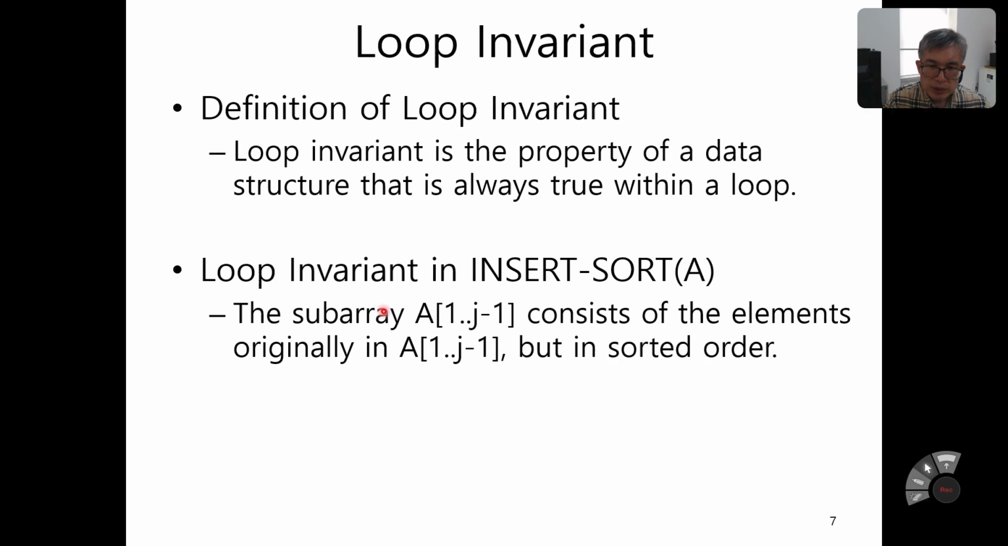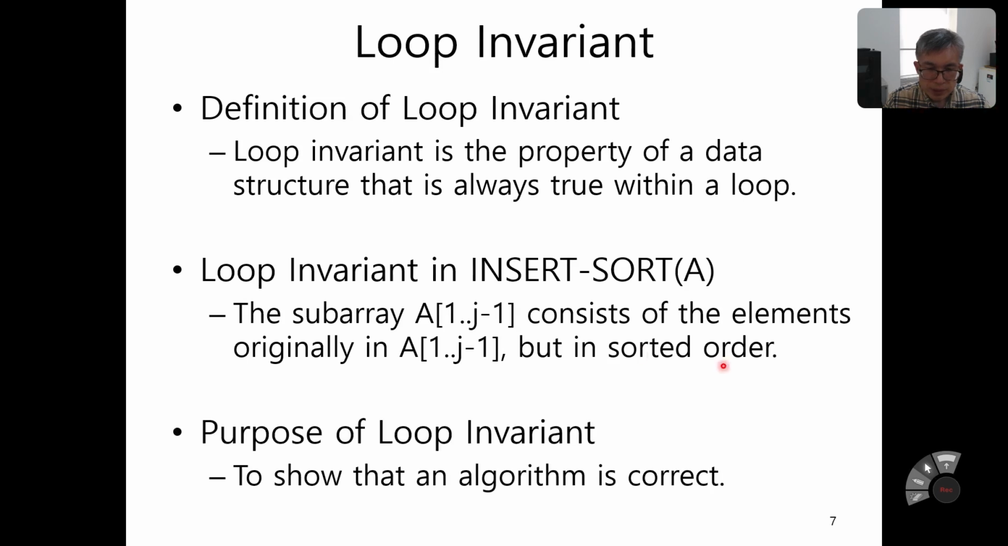Loop invariant in the insertion sort case. A is the input array. The subarray A[1..j-1] is already sorted. It consists of the elements originally in A[1..j-1], but in sorted order. The purpose of a loop invariant is to show that an algorithm is correct.